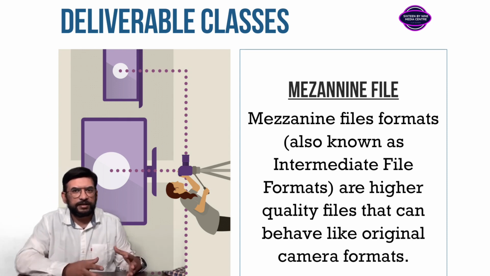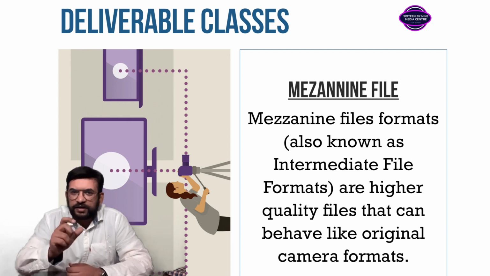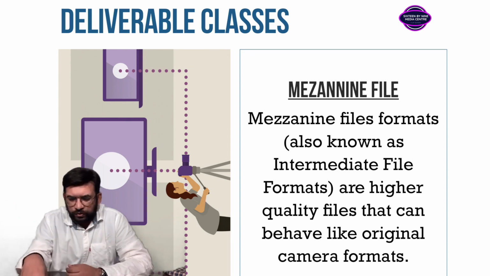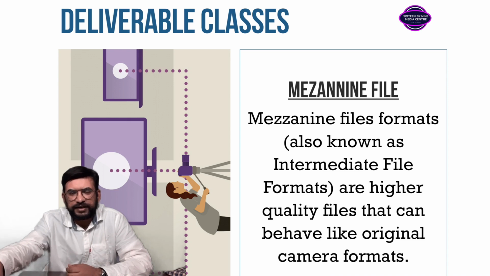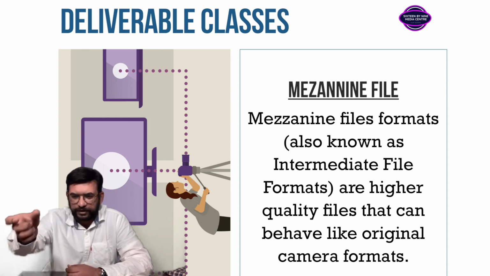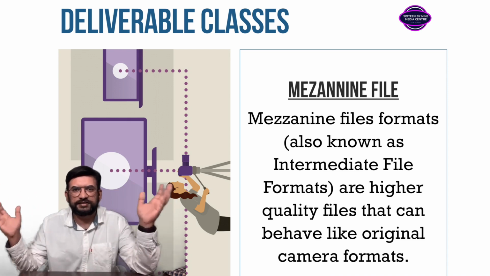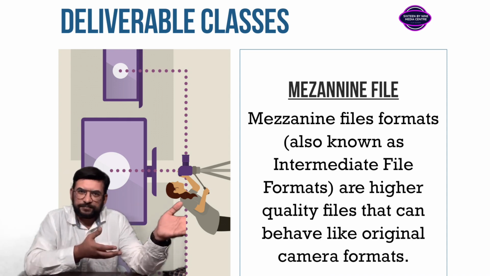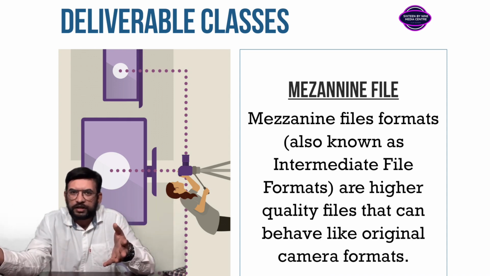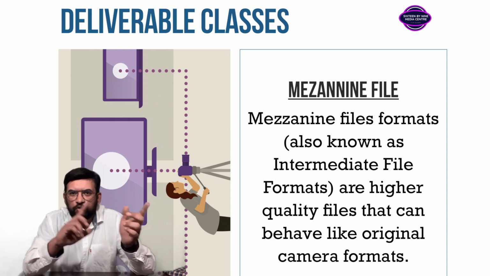The second deliverable class will be the mezzanine file. Deliverable class, if you are getting confused, you can understand it as a separate project, separate folder. You can imagine it as folders or files. So what all you have to deliver to the client, not just one output you deliver.